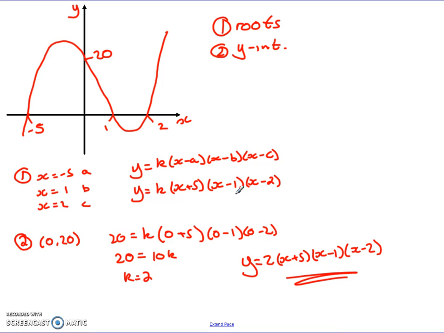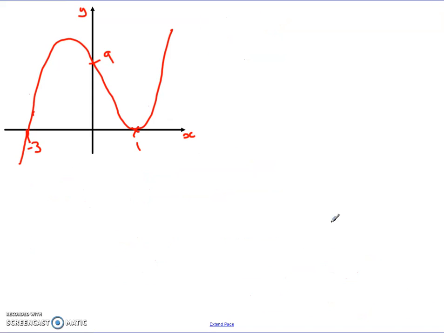You could expand it as well, multiply out the brackets. Do that, you get y equals 2x cubed plus 4x squared minus 26x plus 20. That would be your final term. So there you go, you've got the graph multiplied out. Same set of steps. First we use the roots, second we use the y-intercept, or the key point we've got.